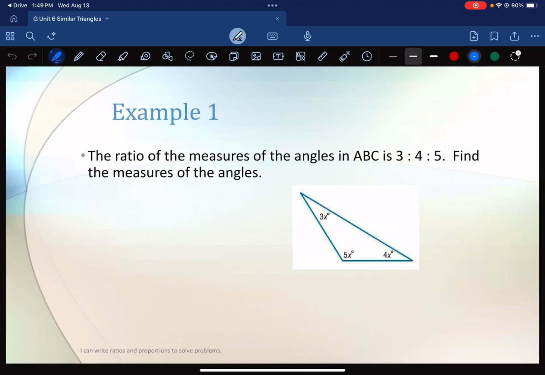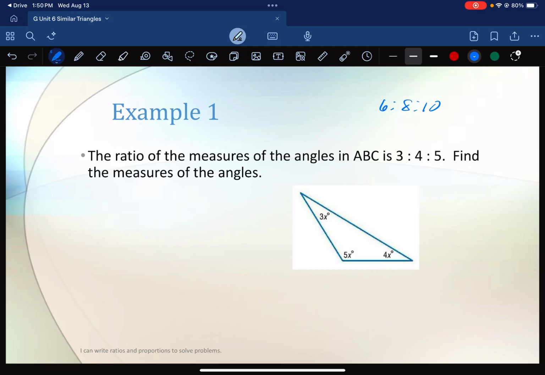So first example, the ratio of the measures of the angles in triangle ABC is 3 to 4 to 5. So what does that mean to be in that ratio of 3 to 4 to 5? Well, what that means is that if I were to reduce down the fractions of the first smallest angle, the medium-sized angle, and the largest angle, they would all have a common denominator that canceled down to the point where you'd have 3, 4, and 5. For example, if I multiply each of these by 2, I get 6, 8, and 10. Well, are those three the measures of the angles of the triangle? Well, no, they can't be, because if you add them together, you get 24, not 180.